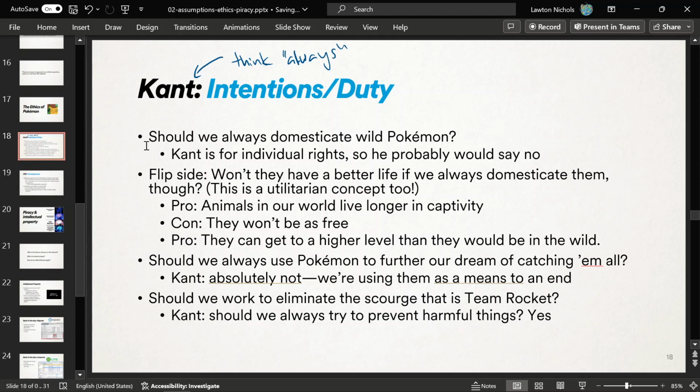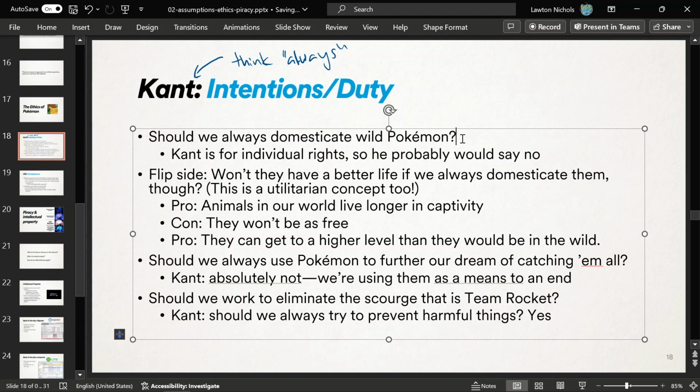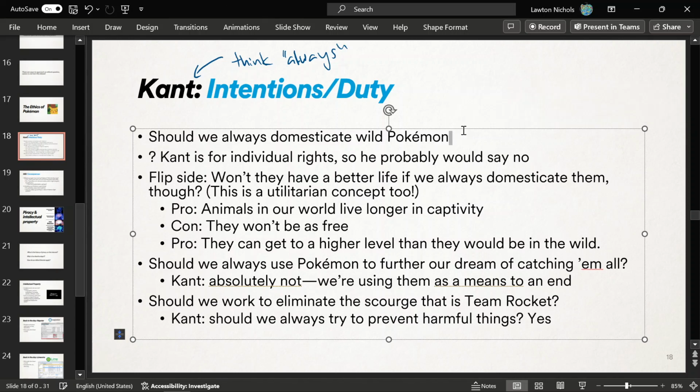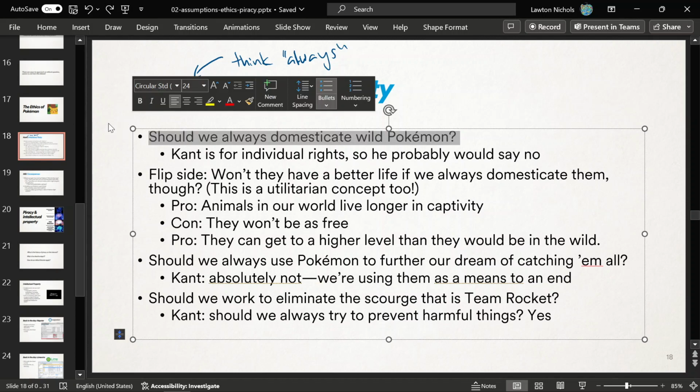Okay, so Kant would ask here are some ethical questions from the Pokemon universe. Should we always, Kant would say, should we be domesticating? Should we be catching wild Pokemon and forcing them to fight each other? So should we always domesticate them? He'd always ask the question. He'd put the word always in it. Should we always domesticate wild Pokemon?